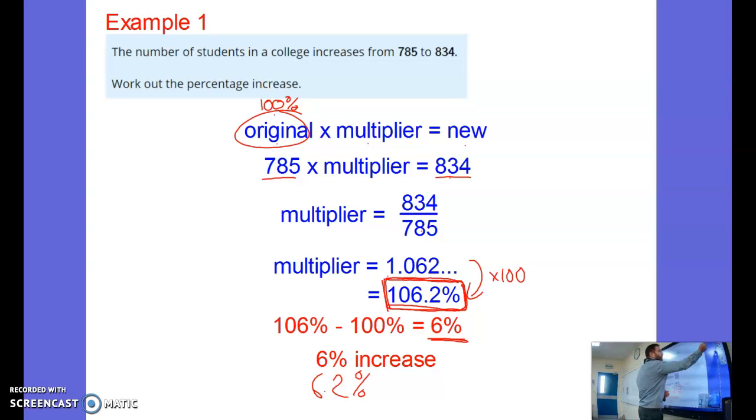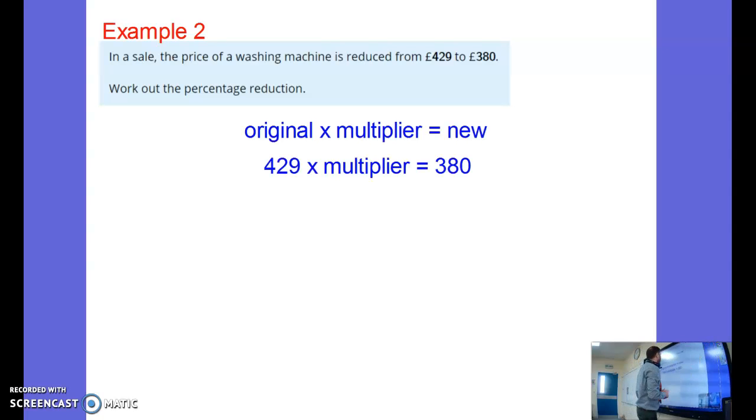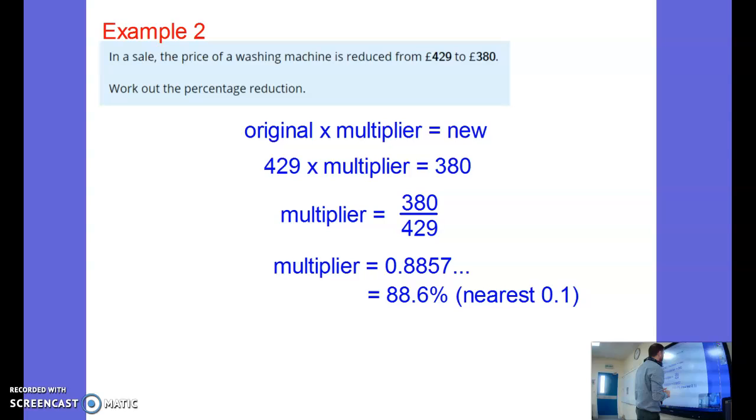Let's have a look at another example with a decreasing problem. So again, we're going to set up this in the same way. Let's just read the question there. We've got a washing machine, used to be £429, now it's £380. Let's work out the percentage reduction. So again, original times multiplier equals new. Get into the habit of writing that down. Put in the numbers. The original was 429, the new 380. We're looking for a multiplier. We're now going to divide, and when we divide 380 by 429, we get our multiplier.